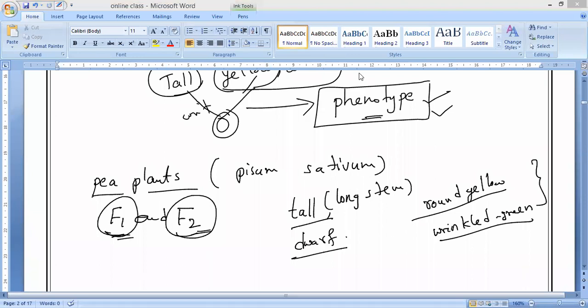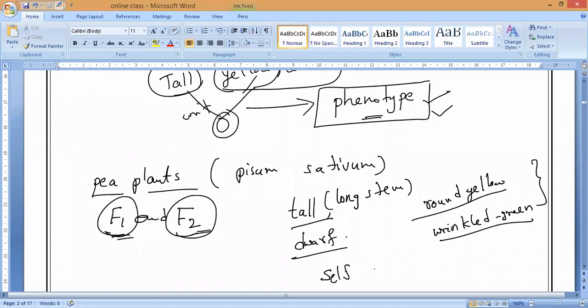The next reason for choosing the pea plants was that they are self-pollinating. This is the main important thing, meaning they can generate offspring of the next generation easily. So by self-pollination, that is also why he chose them.